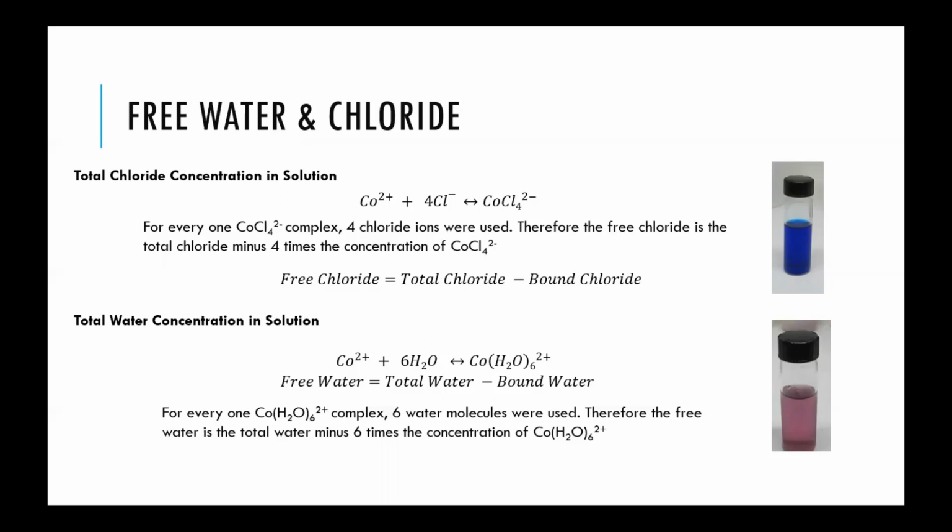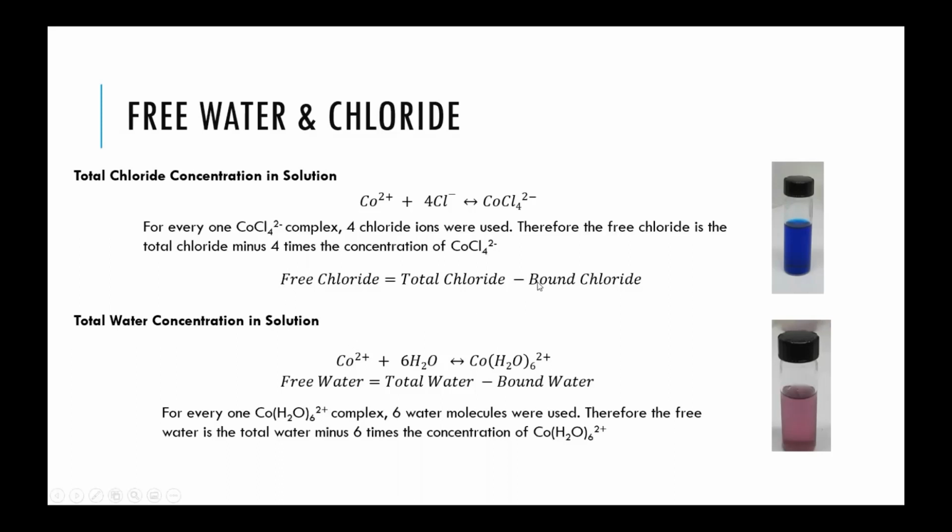Based on the absorbance readings from the blue sample, the cobalt tetrachloride, and the cobalt hexaaquo sample, the red component, using the absorbance values, you can figure out the concentrations at equilibrium of the 2 complexes. But to solve for the equilibrium constant, you also need to know the concentrations of the other components, the free-floating chloride and the free-floating water that's still present in the vial.